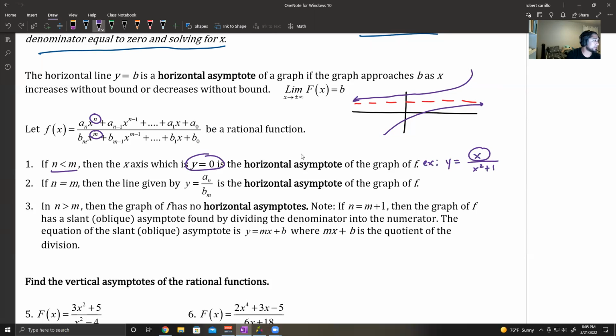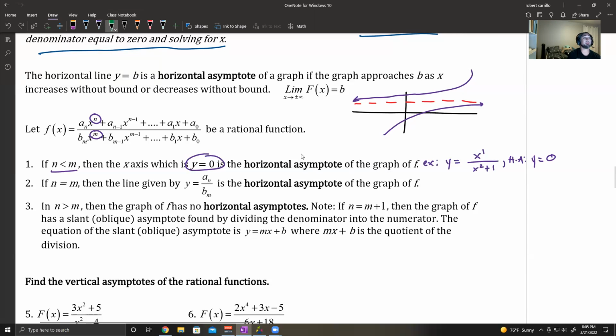A good example of that, let's say I had y equals x over x squared plus 1. What is the degree of this x? One. And what is the degree of that x? Two. So here, the numerator is smaller than the denominator. This means that you would get a horizontal asymptote of y equals zero. That's it. Nothing crazy. If it is a proper rational function, then automatically you get a horizontal asymptote of y equals zero.